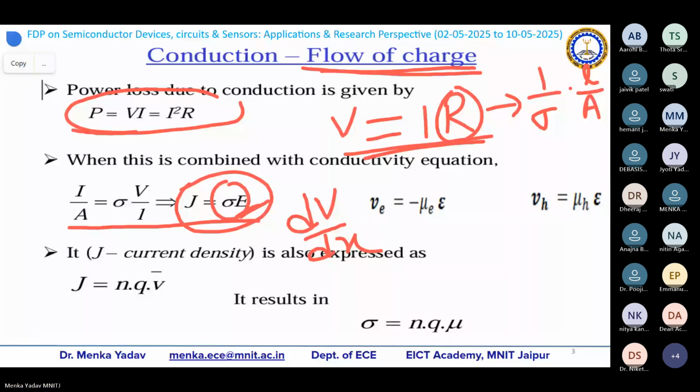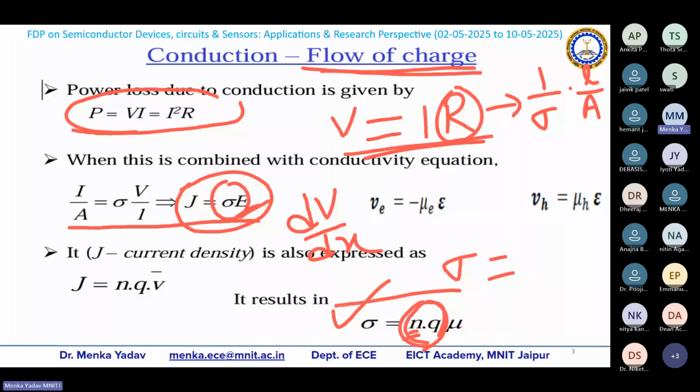Sigma is equal to nq into mu. Sigma is the conductivity, meaning how the mobile charge carriers can move all together. Mobility by definition is the ability to move. And nq is the total number of charge carriers: n is the density of free electrons which can move, and q is the charge on each electron. So nq is the total charge. Mu is the mobility, how fast these charges can move. So this is what the conductivity is.